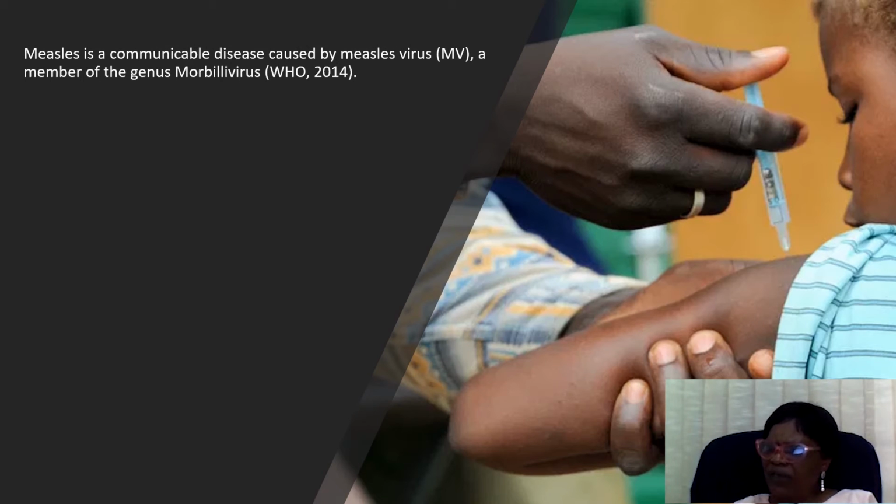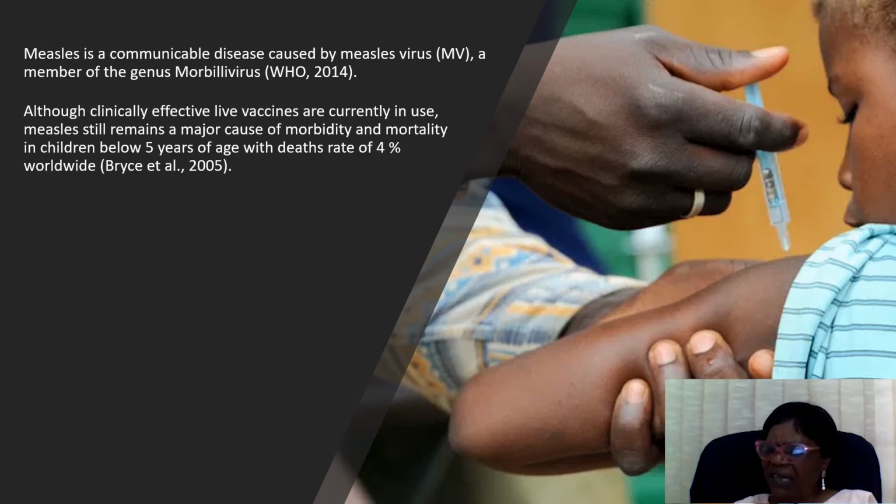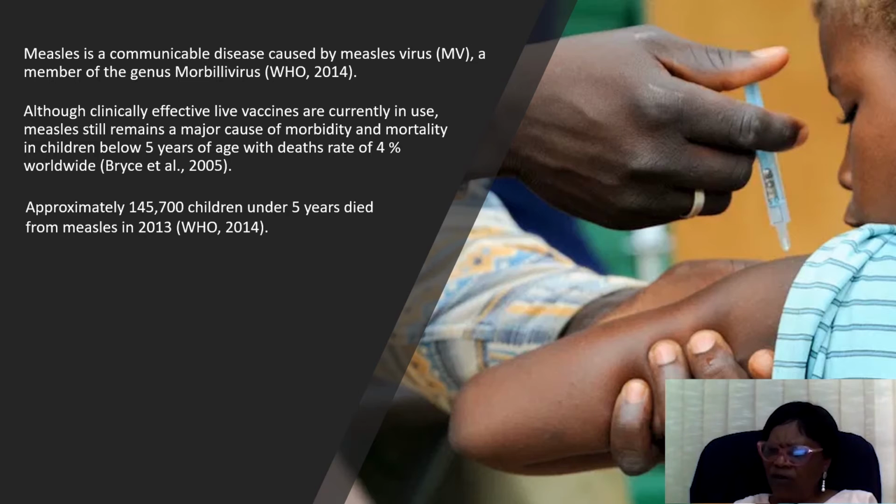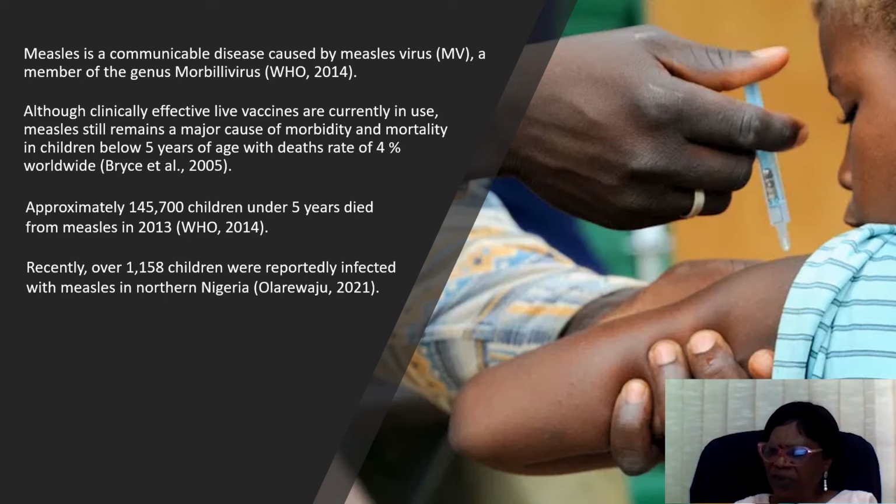Justification. Measles is a communicable disease caused by measles virus. Although clinically effective live vaccines are currently in use, measles still remains a major cause of morbidity and mortality in children below 5 years of age, with a death rate of 4% worldwide. Approximately 145,700 children under 5 years died from measles in 2013. Recently, over 1,158 children were reportedly infected with measles in northern Nigeria.